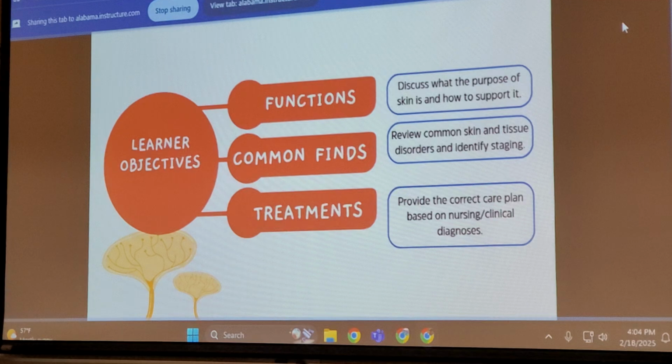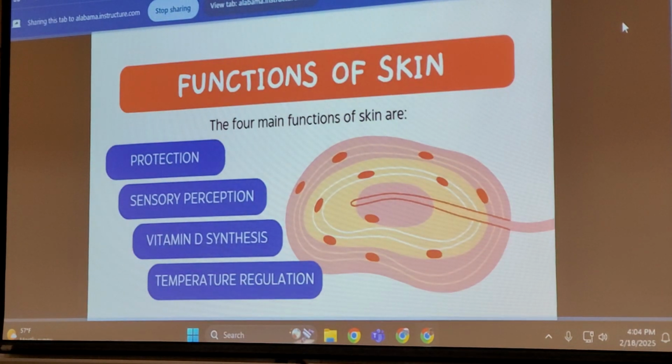That's the big one because all hospital patients could acquire a pressure ulcer. And then finally, those treatments we talked about, so that you can ensure that we are doing everything we can to promote their skin to stay together.